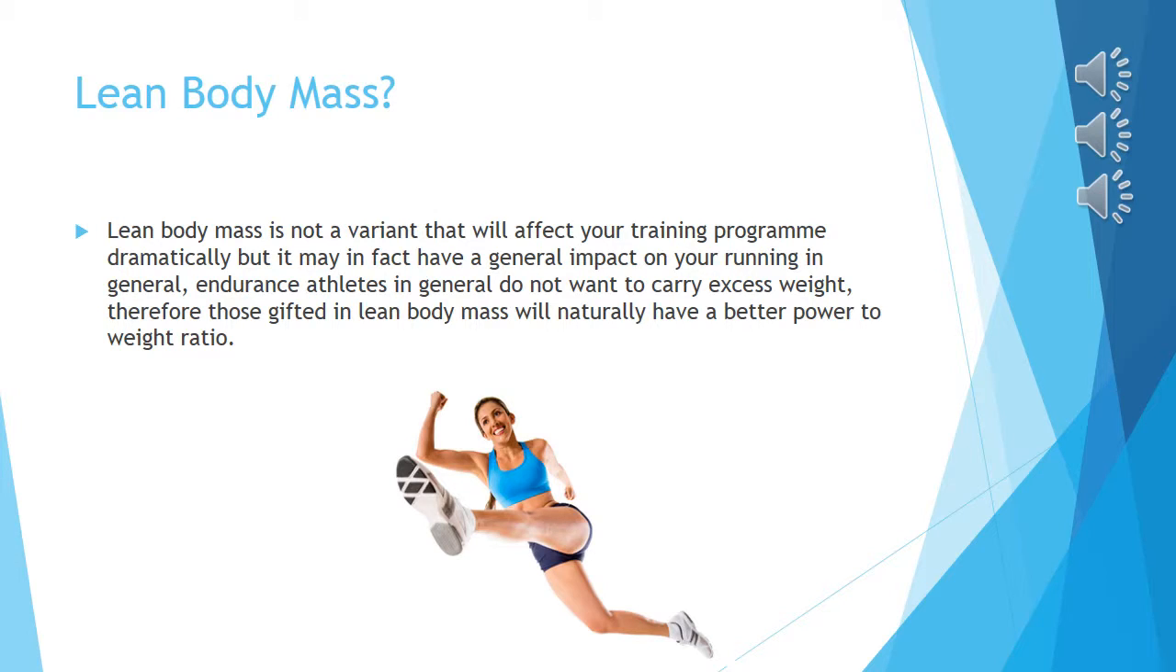Having gifts in your lean body mass allows you to have a better muscle to fat ratio and therefore a better power to weight ratio. Having a better power to weight ratio not only helps your joints as you run, but it also allows you to output less energy to reach the same speed as someone carrying more excess weight.